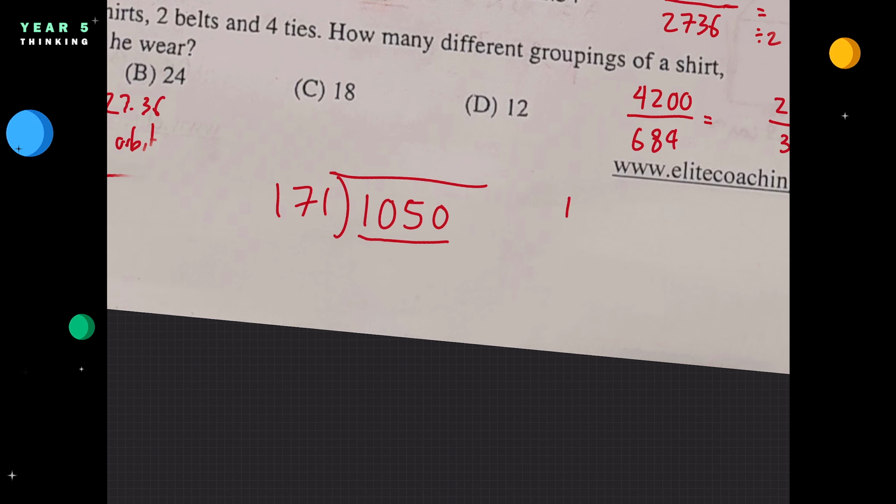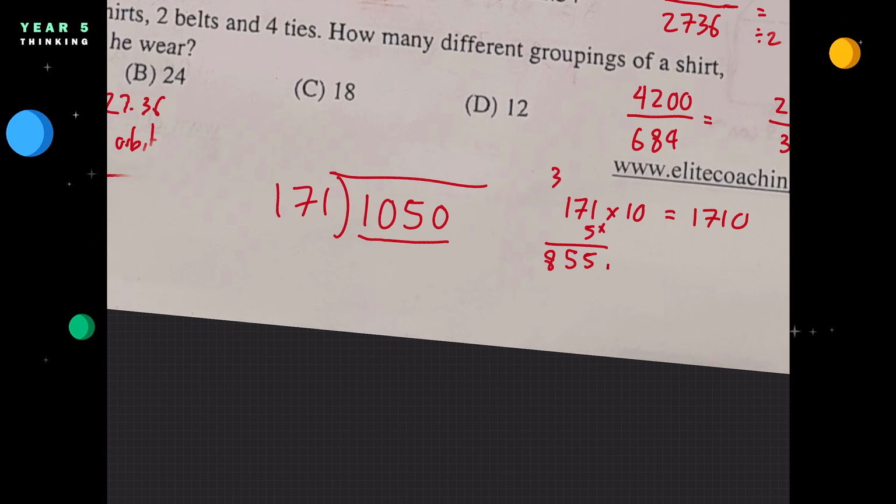So let me see, 171. If you times it by 10, you would get 1,710. That's too big, so it can't be 10. Would it be maybe 5? Let's try 5. 171 times 5. 5 times 1 is 5. 5 times 7 is 35. 5 times 1 is 5 plus 3 is 8, so 855. Still too small.